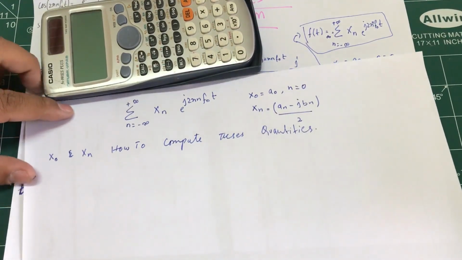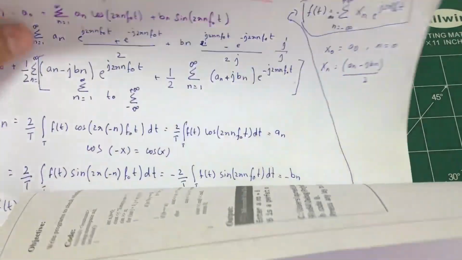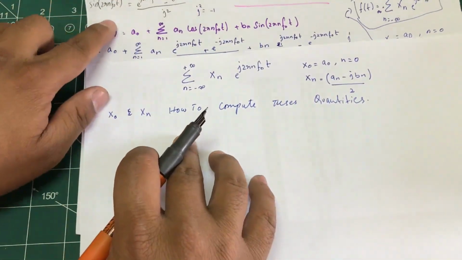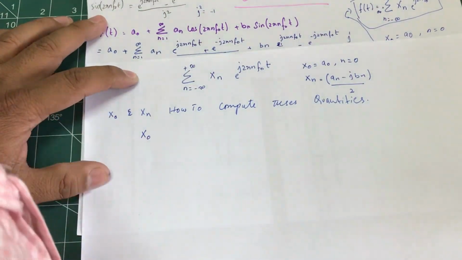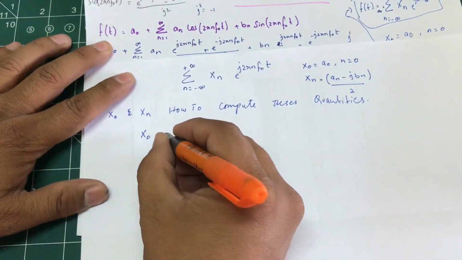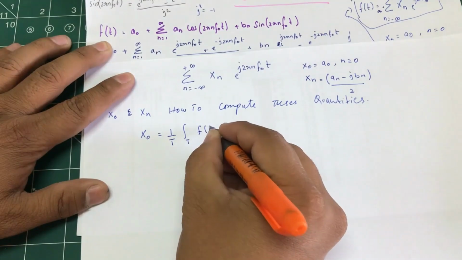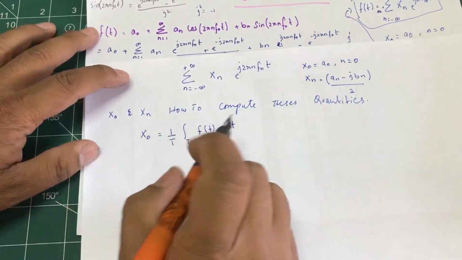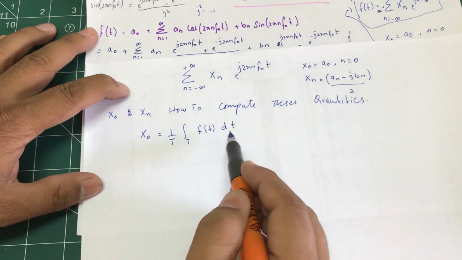All right. So the first thing I need to do when I'm computing these quantities is this. These were some of the things that we have done. I know x naught is just like saying a naught. So this is just going to be 1 over T integral of f of t dt. It is that simple. x naught is just like a naught. So 1 over T, integration with respect to the period, f of t times dt.